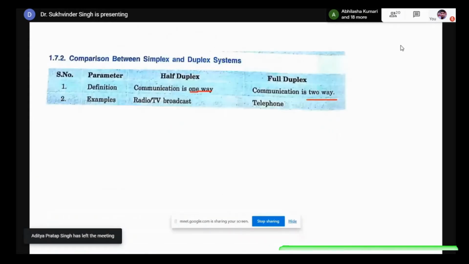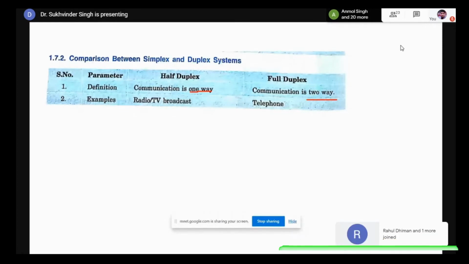Comparison between the simplex and duplex system. Simplex is communication in one way, duplex is communication in two ways. For simplex, examples are radio and TV broadcast; for duplex, the telephone. Sorry, this heading with half duplex should not be there; in the third column it should be simplex versus duplex.